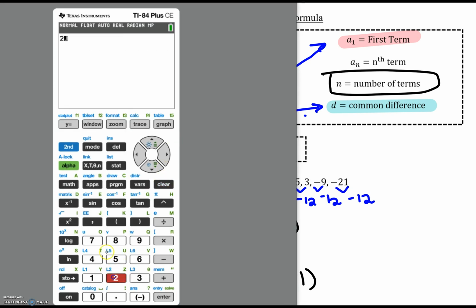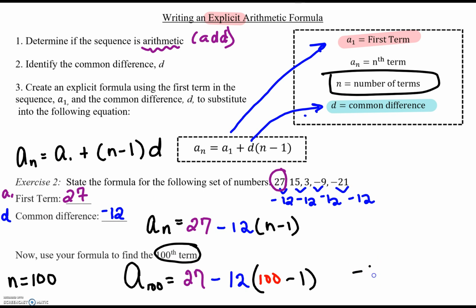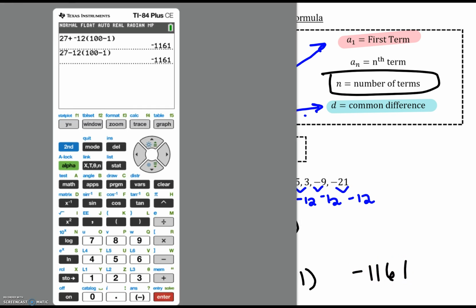So we're going to do 27 plus -12 times n minus 1. You can put the plus -12, or if you want to just write 27 minus 12 times 100 minus 1, you're still going to get the same answer. So our answer is -1161.